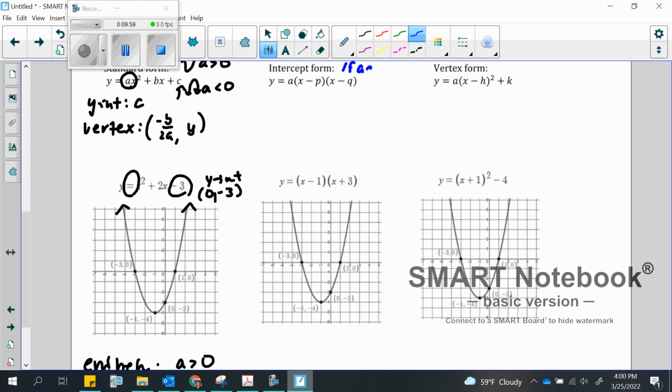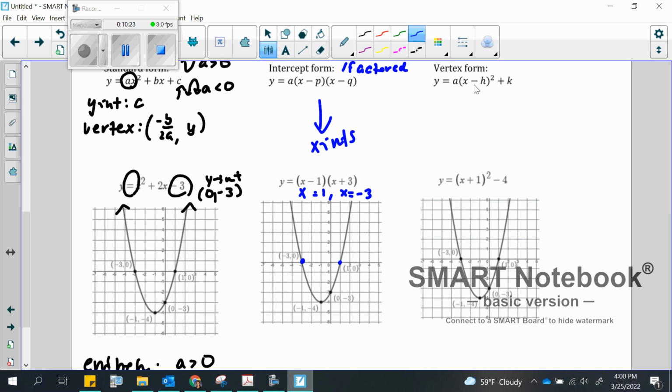It can be known sometimes as the factored form or intercept form. This can tell you what the x-intercepts are. So for example, you see them here. So what are the x-intercepts? Well, if you were to set this equal to 0, they'd be x equals 1, x equals -3, right? AKA intercept form.